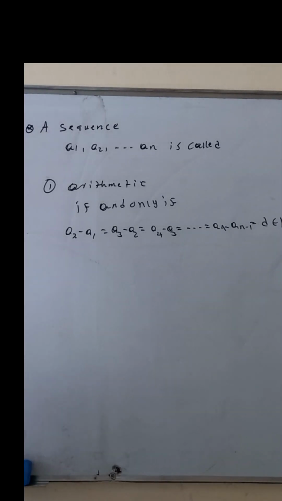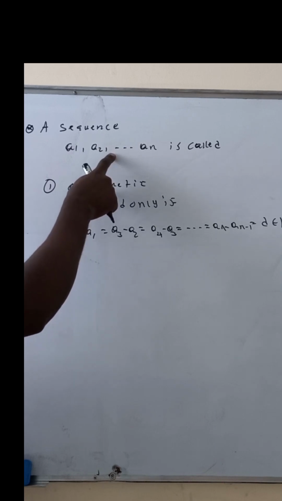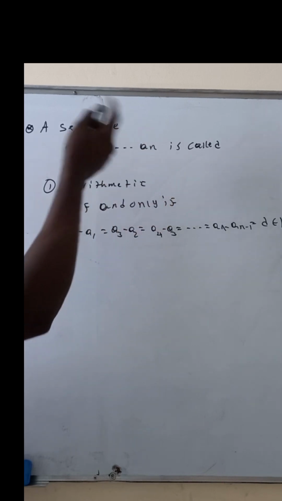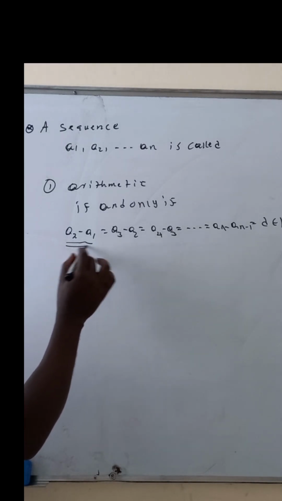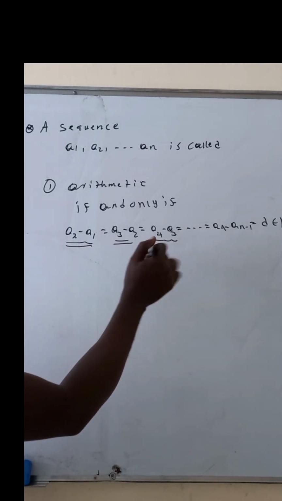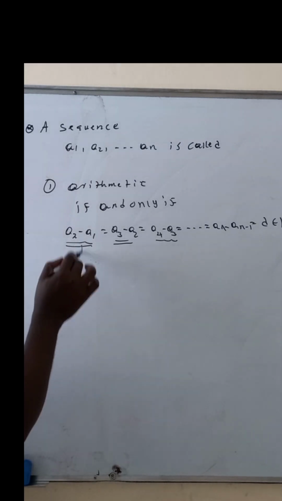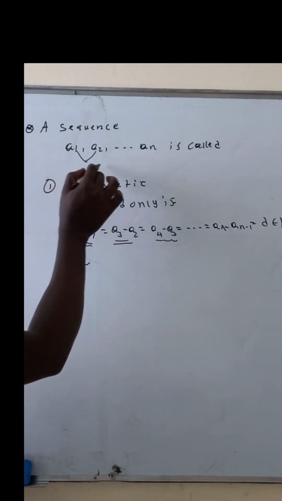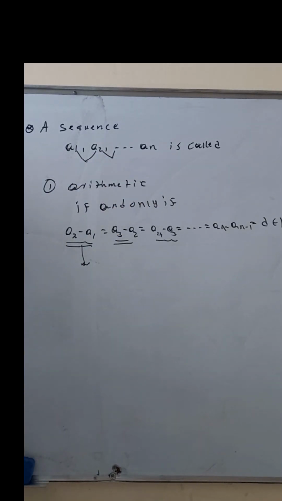That means if the common difference between the terms is always the same, that is, when you subtract A1 from A2, A2 from A3, up to A(N minus 1) from AN, and these values are always the same, that is D, we call this an arithmetic sequence. Look at this one. The difference of these is equal to the difference of this one, and the difference of A4 minus A3 is the same. If the first difference between terms is the same, then the sequence is absolutely arithmetic.